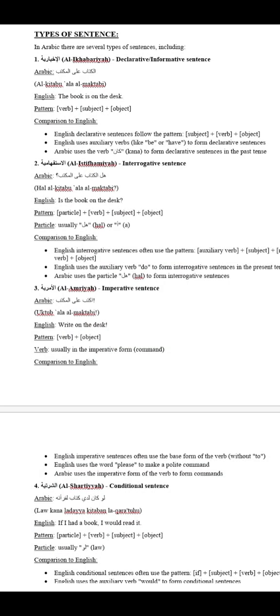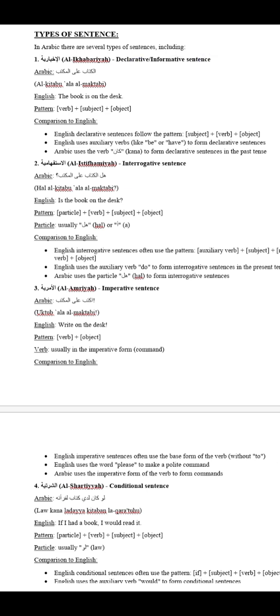Madrasatul Islam University. So today I am going to discuss the types of sentences in the Arabic language and also their comparison with the English language. In Arabic, there are several types of sentences. So, firstly, we are going to discuss al-akhbariya, that is declarative or informative sentences.